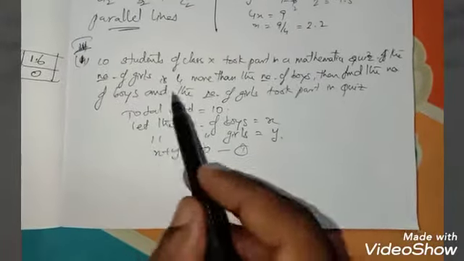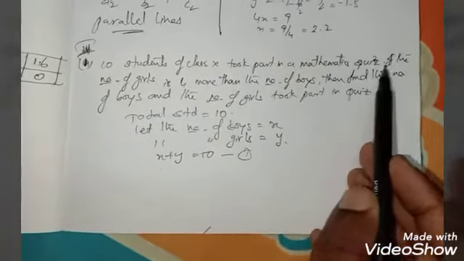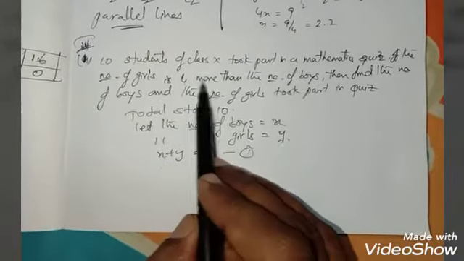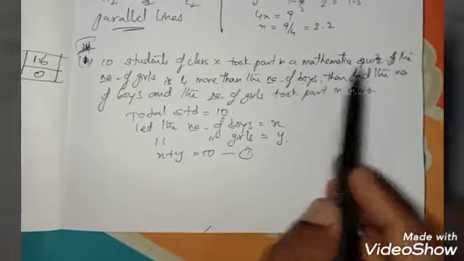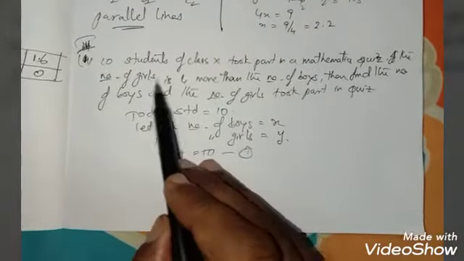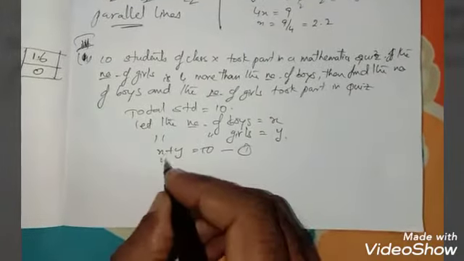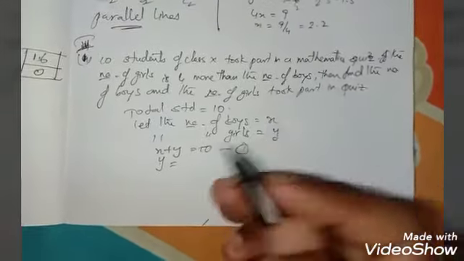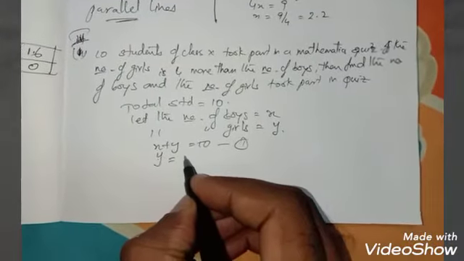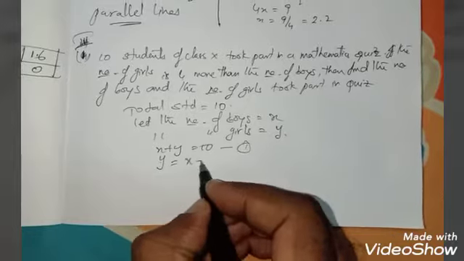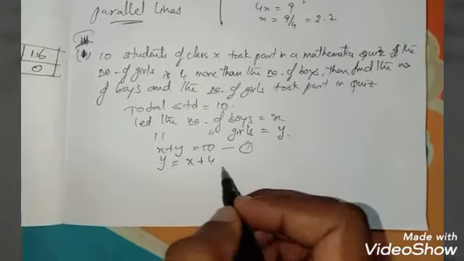Next, coming to the second equation, what they have given: if the number of girls is 4 more than the number of boys. So the number of girls is 4 more than the boys, which means add 4 to the boys, that is x plus 4.